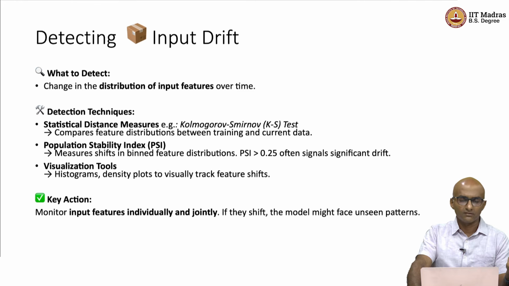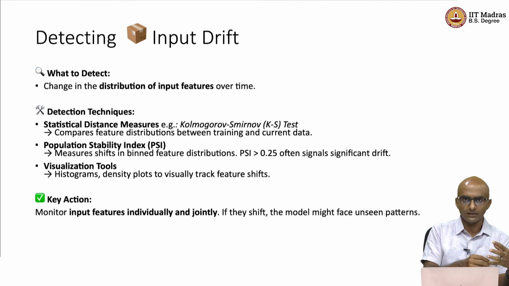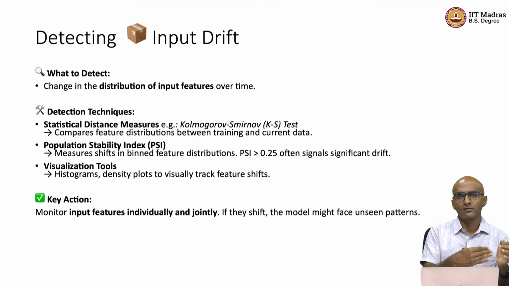The second technique is something called the Population Stability Index, or PSI. This measures the shift in the binned feature distributions. Instead of looking at individual feature values and their correlations or distribution changes, those individual values may not be meaningful in their specificity, but they are meaningful in group behaviors, because there's always going to be a bit of noise. So group behaviors can be approximated using binning.